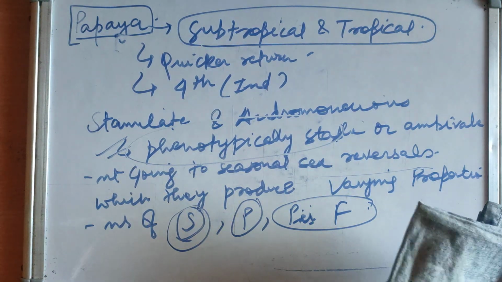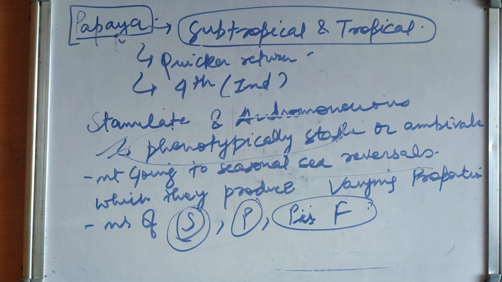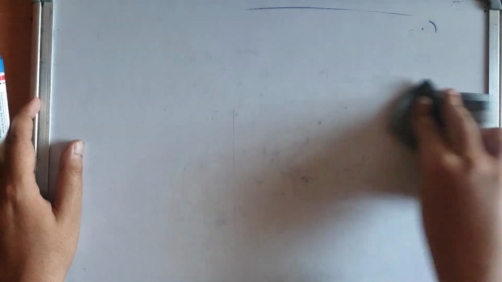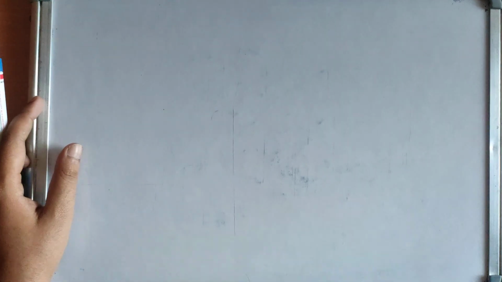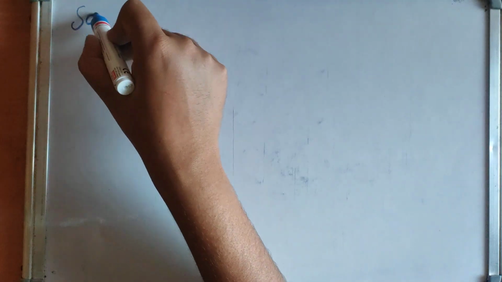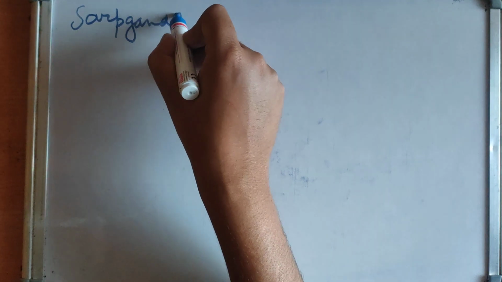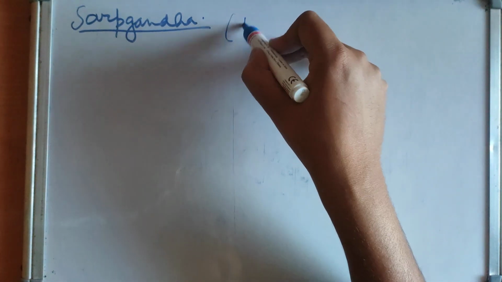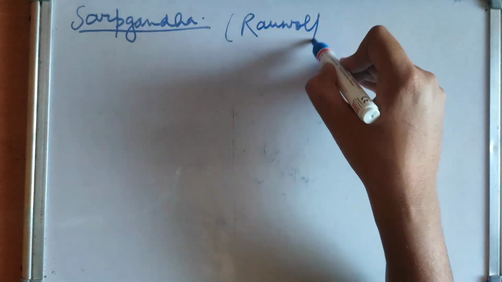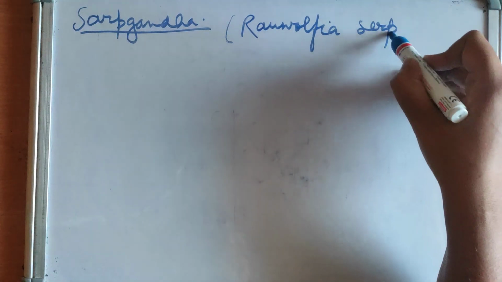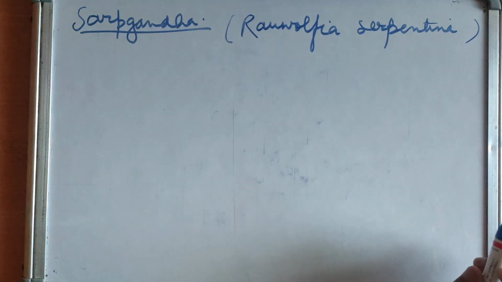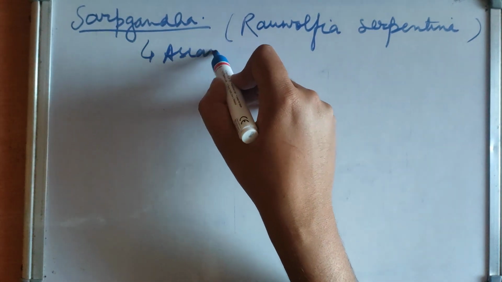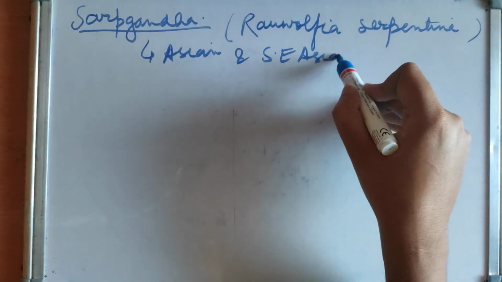Now moving on to the next crop, that is Sarpagandha. Its botanical name is Rauwolfia serpentina. It is commonly found in Asian and Southeast Asian nations.